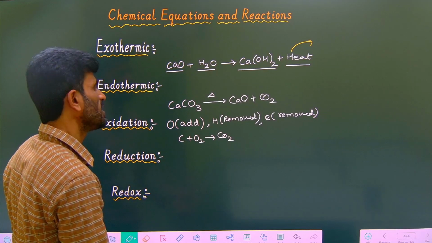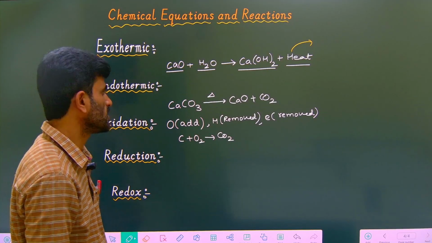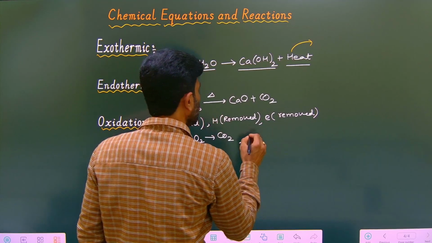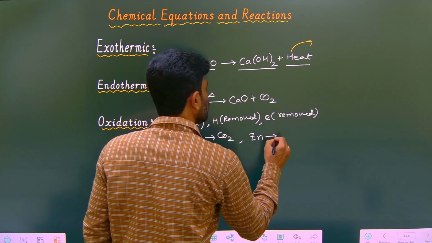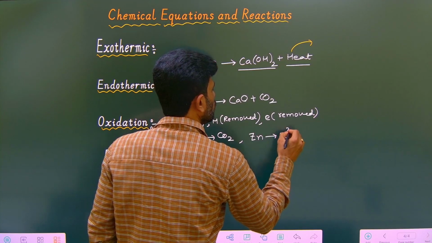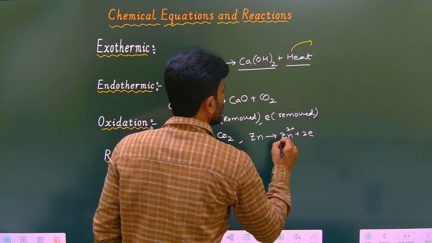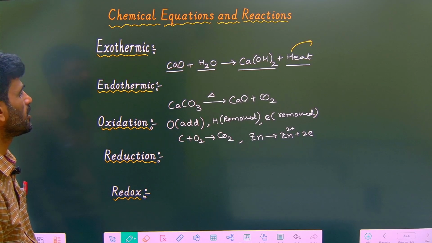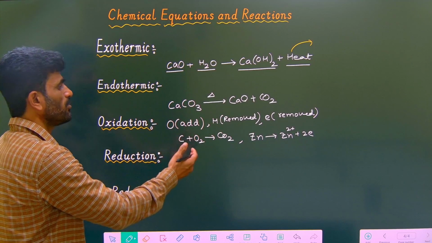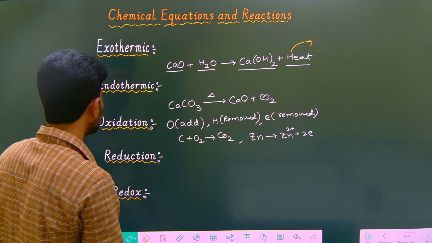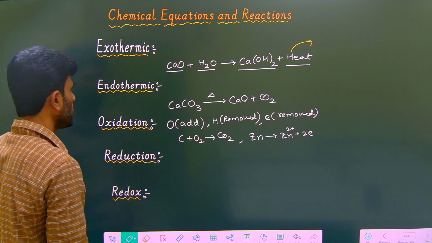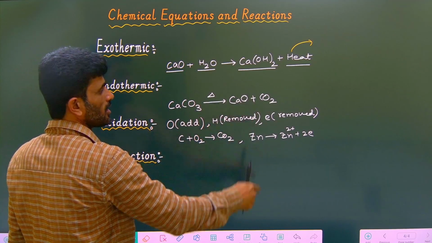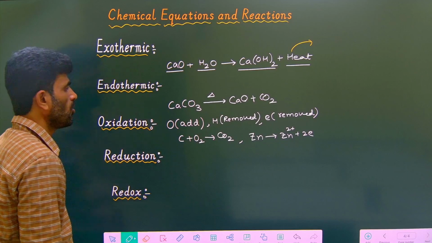If hydrogen is removed, in that case also we call it an oxidation reaction. One more I will tell you, for electrons removed, Zn gives rise to Zn2+ plus 2 electrons. Here, because electrons are removed from zinc after the reaction, we call that also an oxidation reaction. One more example, whenever hydrogen is removed we also call it an oxidation reaction. So you remember, oxygen should be added, hydrogen should be removed, electrons should be removed. In that case we call it an oxidation reaction.